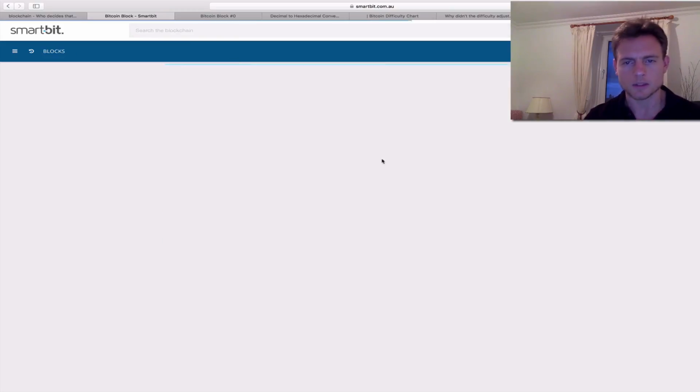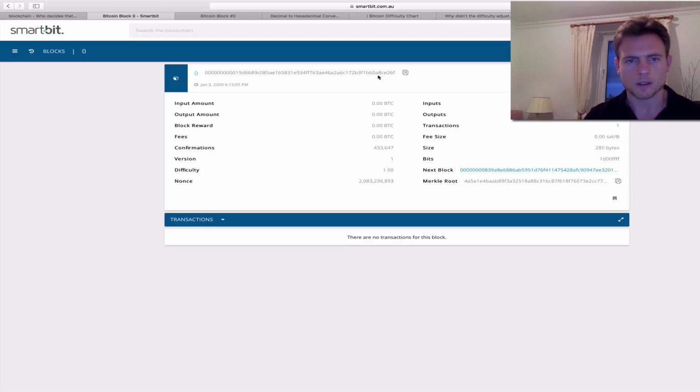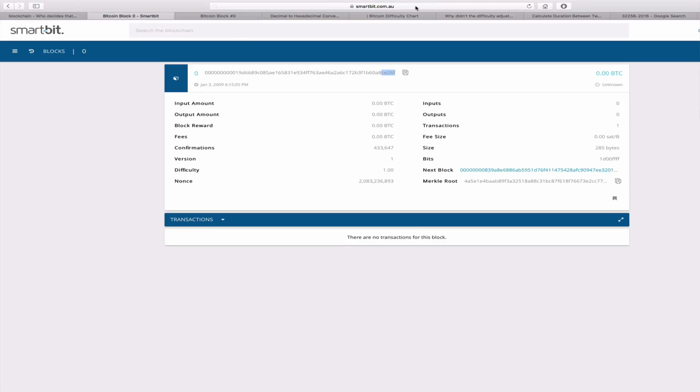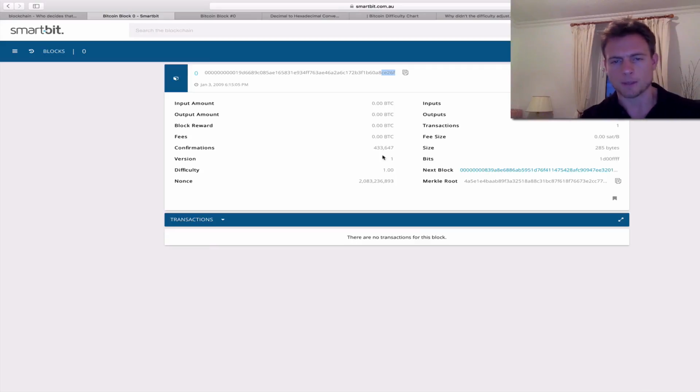And so here we can see that the hash for this block ends in E26F. If we go back to blockchain.info, E26F, just to show you that it's the same data set. SmartBit is an Australian company, and they're trying to develop a search-friendly, sort of Google of blockchain, the ability to do proper, sophisticated searches on the blockchain data. So definitely check that out if you're interested. I'll link it down below. But you can see this is the first ever block, and the difficulty is 1. We'll come to that next.